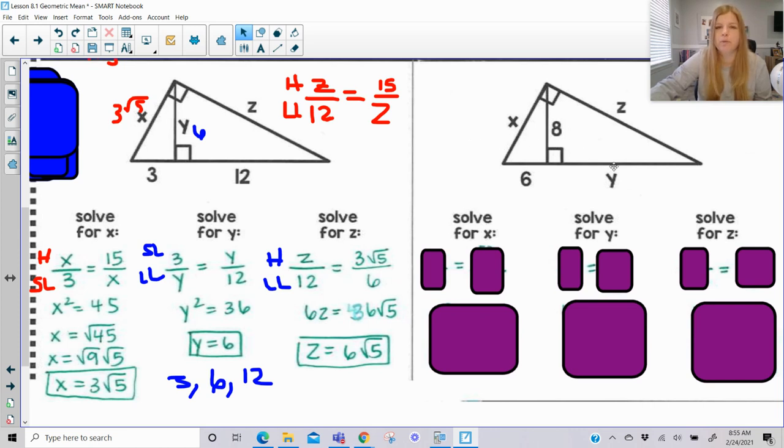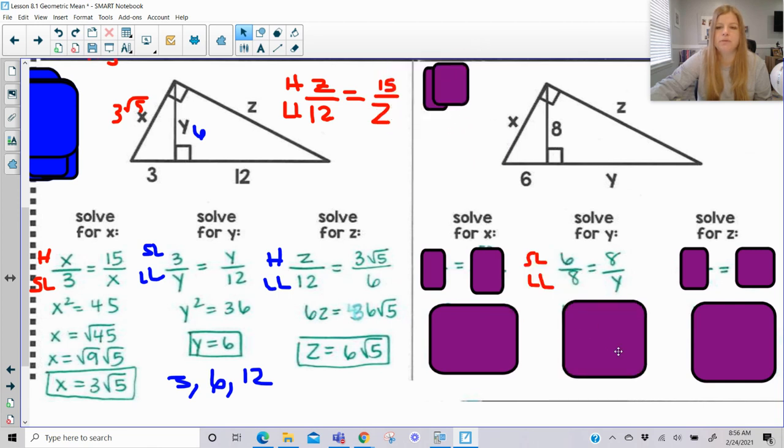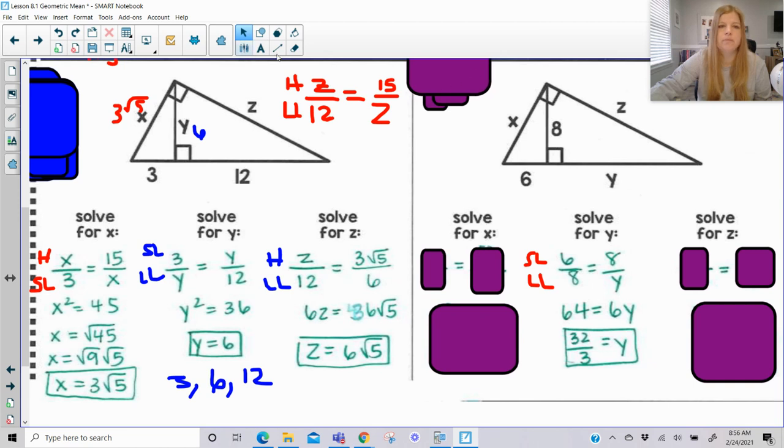So let's say I just jumped over to y, and I wanted to solve for y first. So, okay, short leg, so 6 over 8. If I do short leg over long leg, so 6 over 8 is equal to 8 over y. Okay, short leg over long leg, short leg over long leg, cross multiply. We end up getting 32 thirds. And I'm just going to label that.